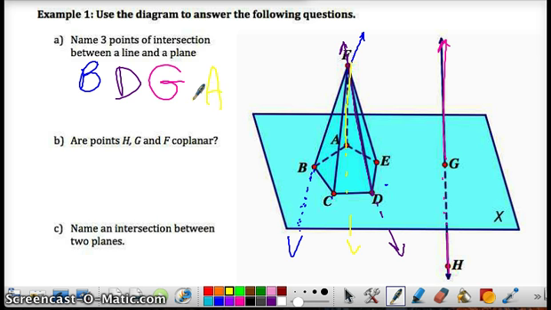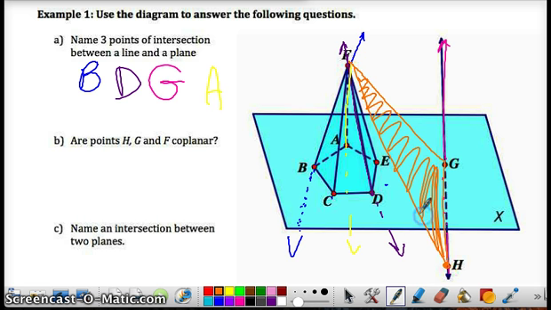Letter B, are points H, G, and F coplanar? Well, the definition of plane is any 3 non-collinear points create a plane. So I can connect those 3 points. They're not collinear. These 2 are collinear, but this third point over here, F, is non-collinear. So any 3 non-collinear points make a plane. So yes, points H, G, and F are coplanar. We can draw a plane that contains those points.